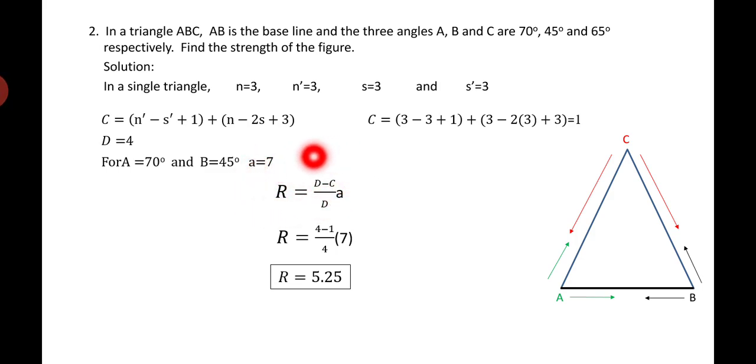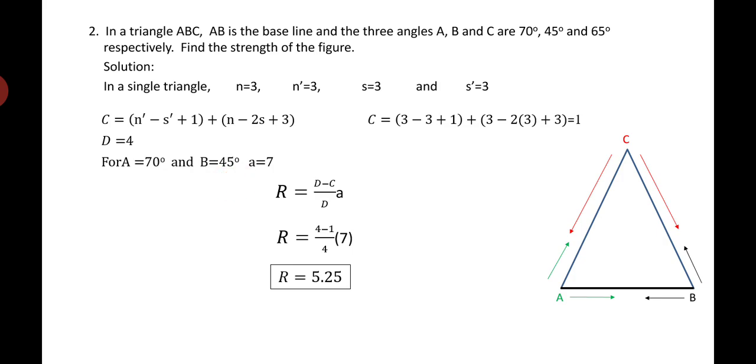Now if you see this figure, what is this R? R is (D minus C) by D into A. This A is the sum of rho a square plus rho a rho b plus rho b square. Now that is the table that I have shown. From that table we have taken that value. Now A is 70 degree, and B is 45 degree.